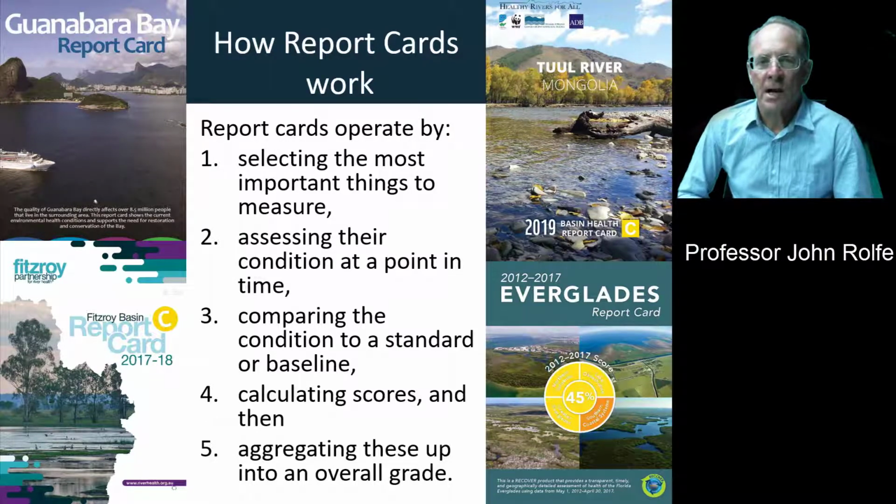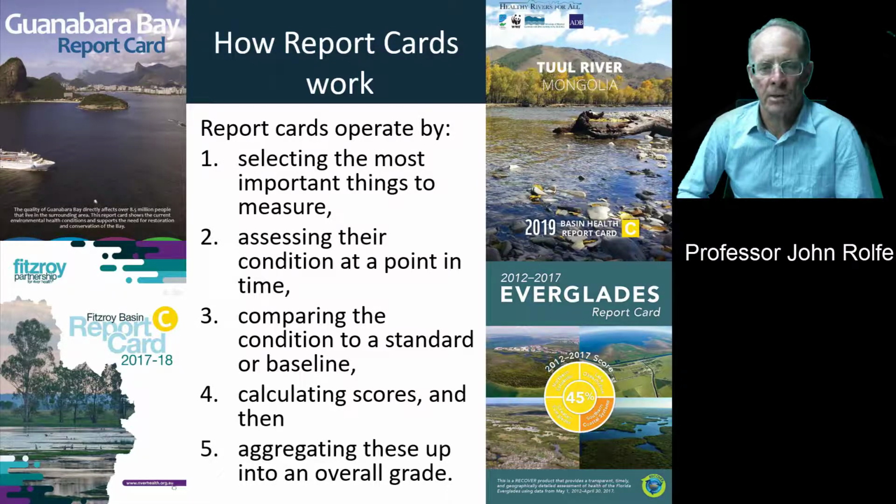So the way in which report cards work can be thought of as five key steps. The first step is to select the most important things to measure. The second is to assess their condition at a point in time, usually each year. The third is to compare that condition to a standard or baseline, like what the ideal conditions should be or what the historic average was. That comparison is then used to calculate scores for each of the indicators, and then the scores for each indicator are aggregated up into an overall grade.